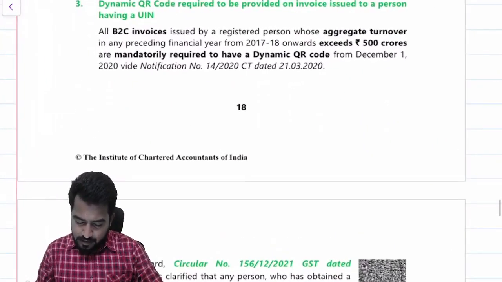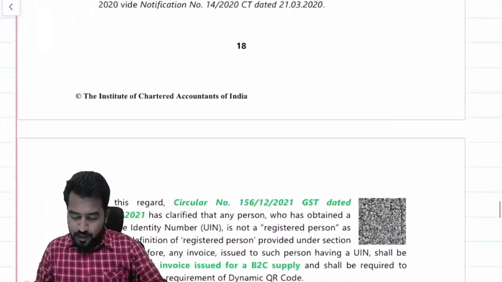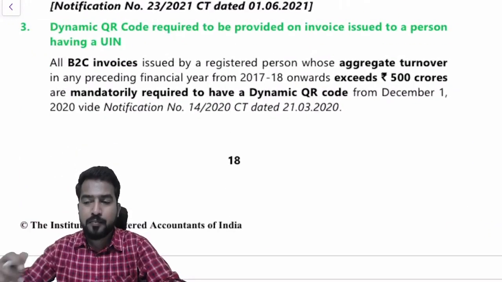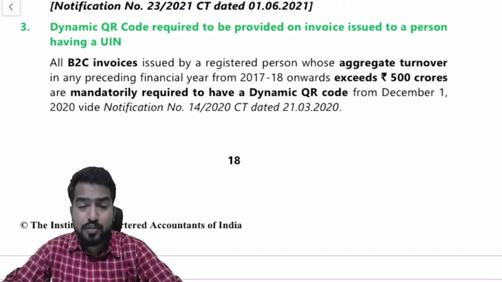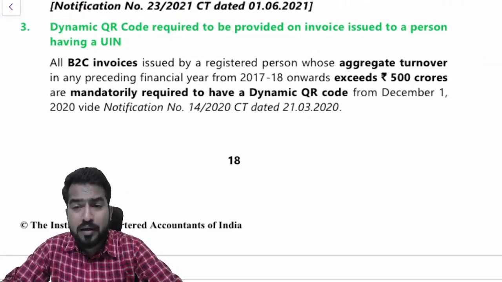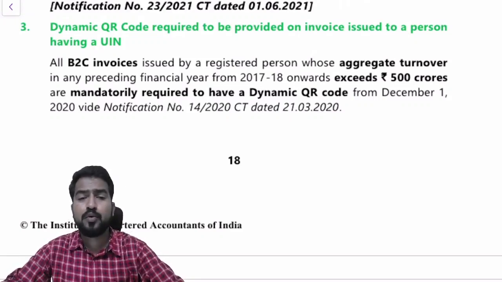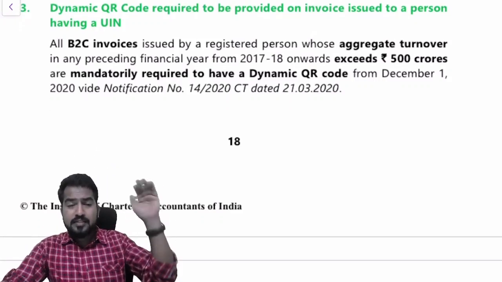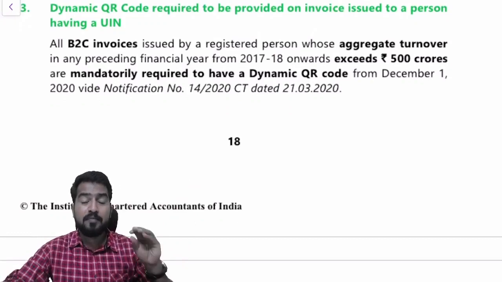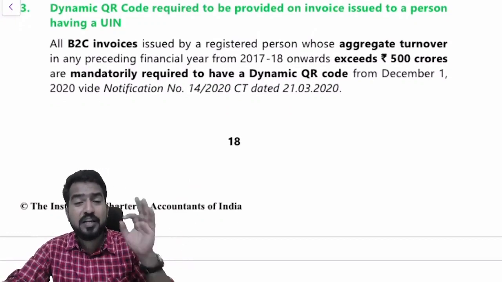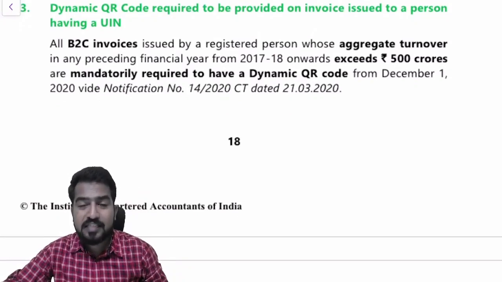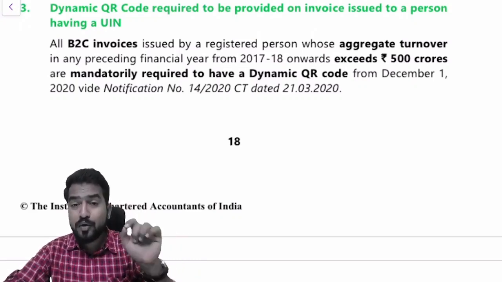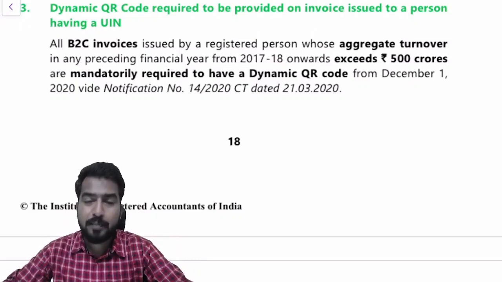The next amendment is regarding dynamic QR code. So what is the amendment here? Actually, that is not an amendment, just a clarification, my dear friends. As you are all aware, the dynamic QR code provisions are applicable on the same story as in e-invoicing. From 17-18 financial year, in any financial year, if the aggregate turnover has exceeded 500 crores, then that registered person shall give a dynamic QR code on the invoices given in case of B2C supplies.